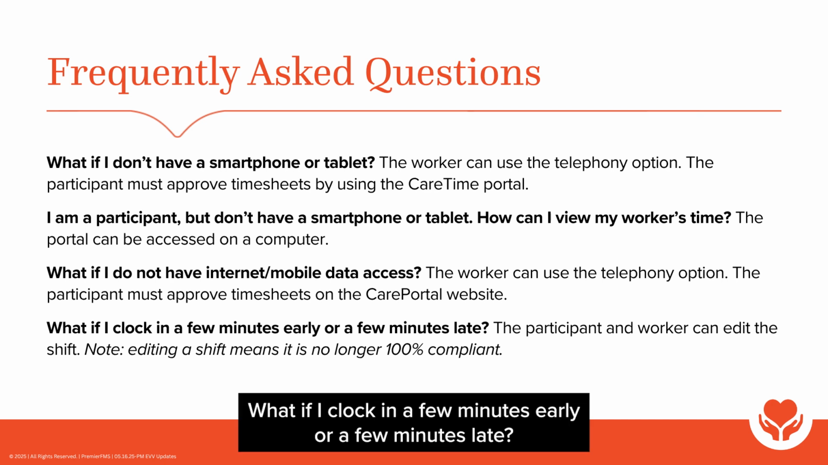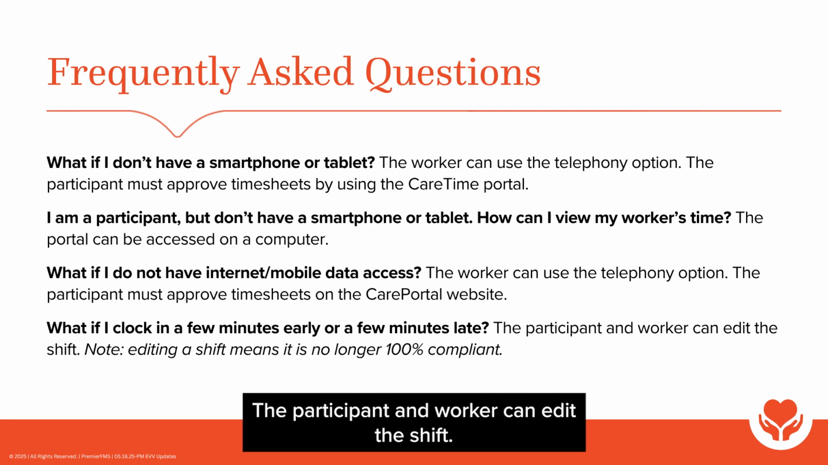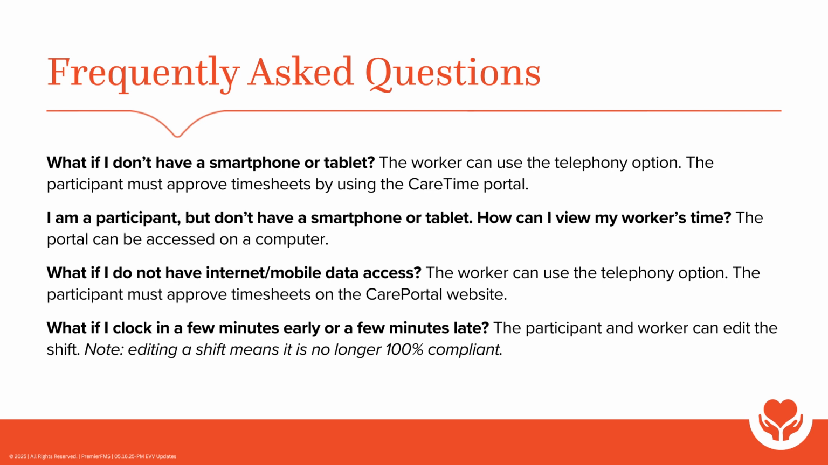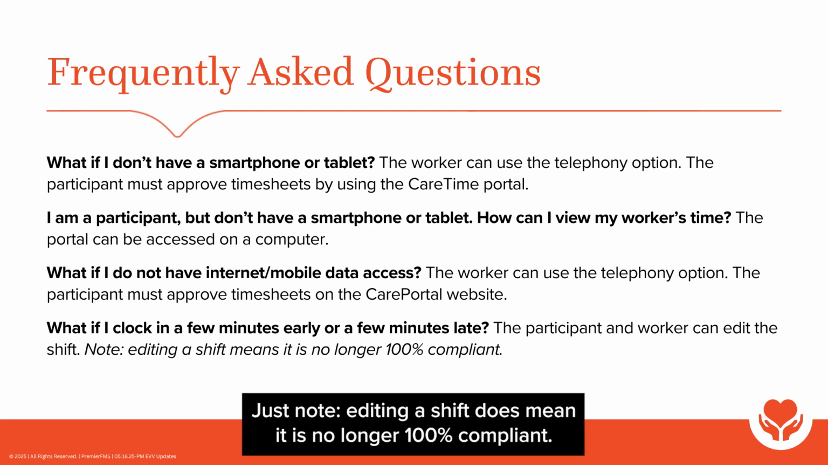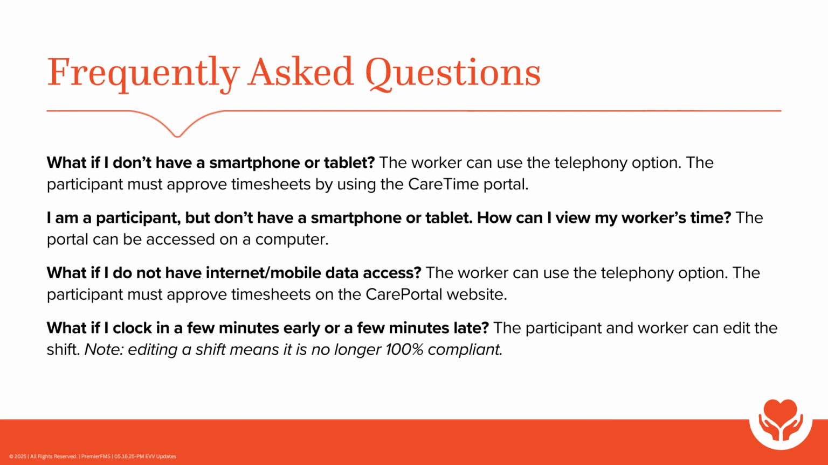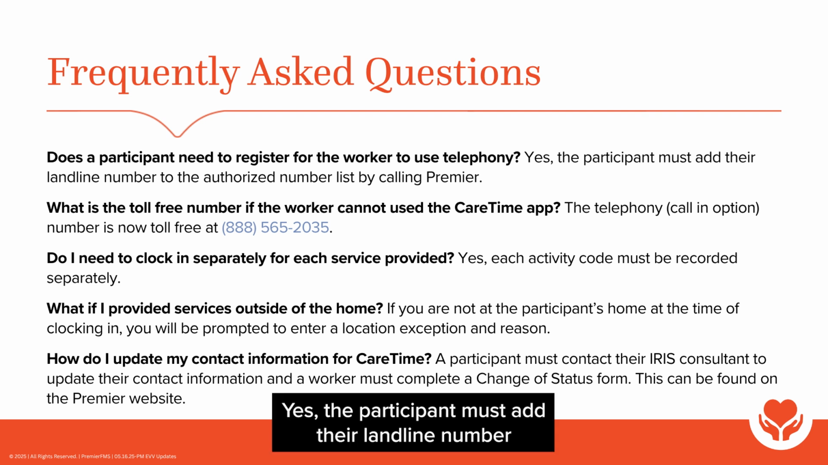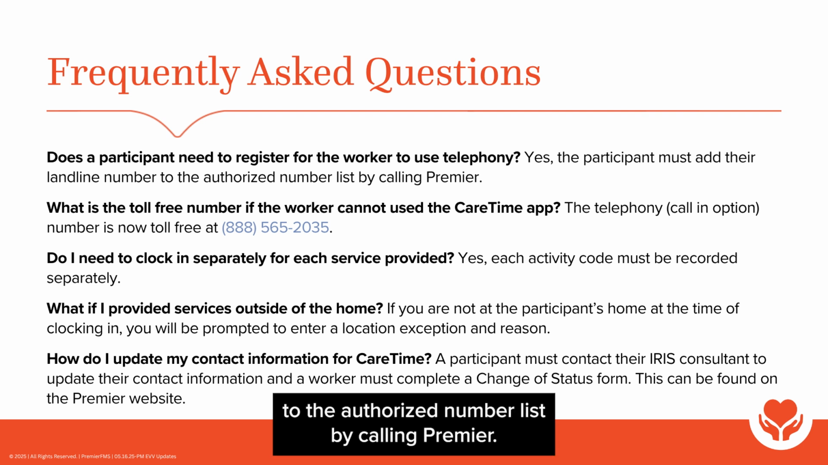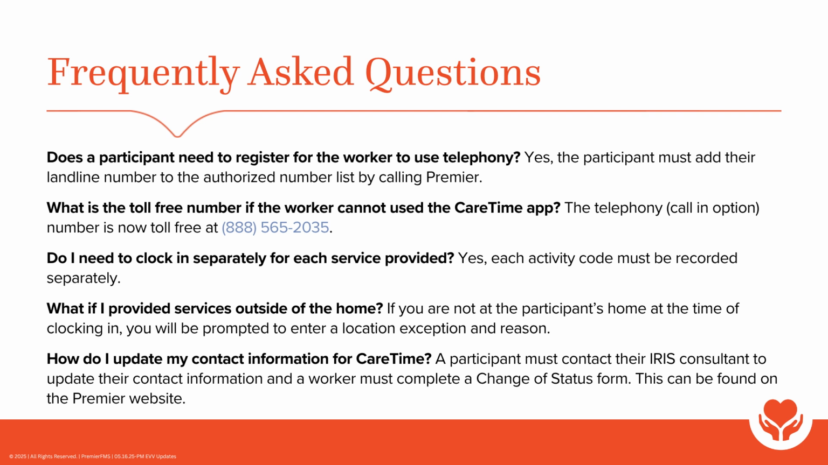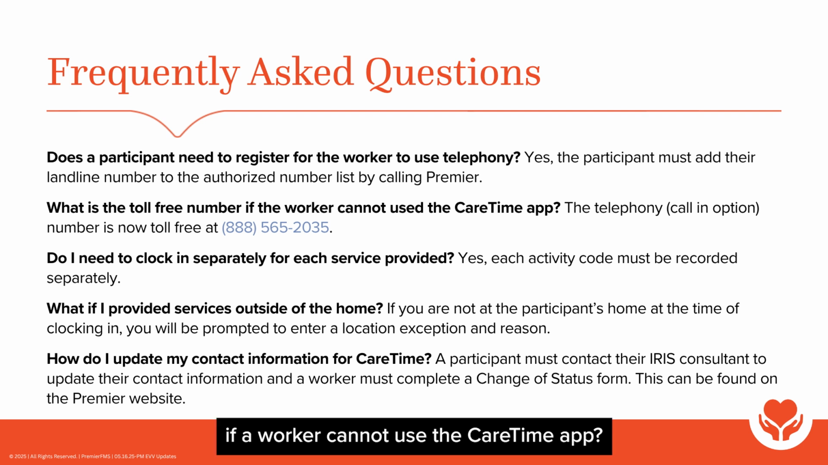What if I clock in a few minutes early or a few minutes late? The participant and worker can edit the shift. Just note, editing a shift does mean it is no longer 100% compliant. Does a participant need to register for the worker to use telephony? Yes, the participant must add their landline number to the authorized number list by calling Premier. What is the toll-free number if a worker cannot use the CareTime app? So telephony number is 888-565-2035.